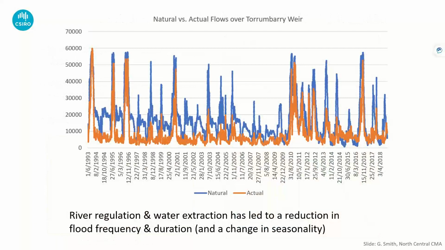So probably one of the key drivers of changes in the landscape at GKP, other than the timber harvesting that I mentioned, has been river regulation and water extraction from the Murray, which has led to a reduction in the frequency and duration of flooding across the icon site. You can see the actual flooding rates there in orange versus a simulated flood regime if there was no river regulation in the blue. And there's also been a shift, it's a bit harder to tell on the graph here, in the seasonality of when that flooding occurs, from winter-spring to spring-summer.